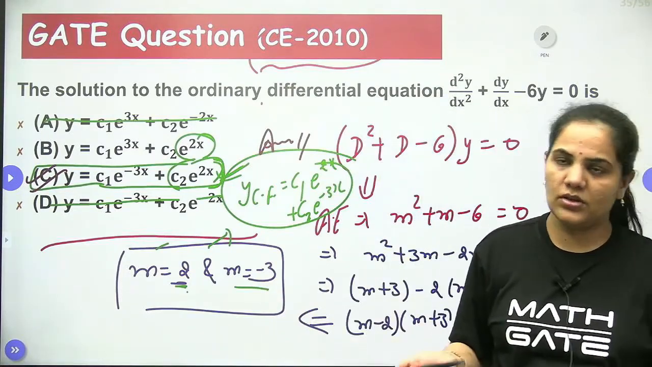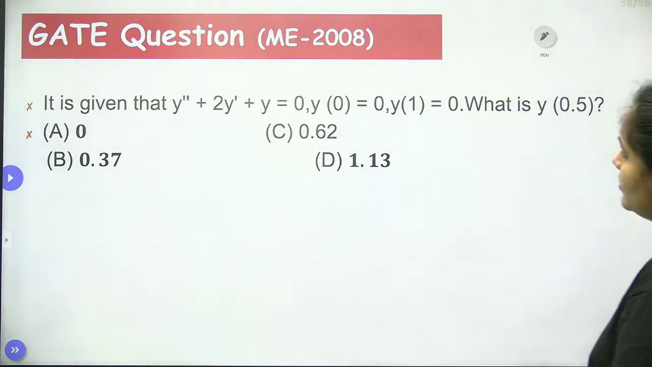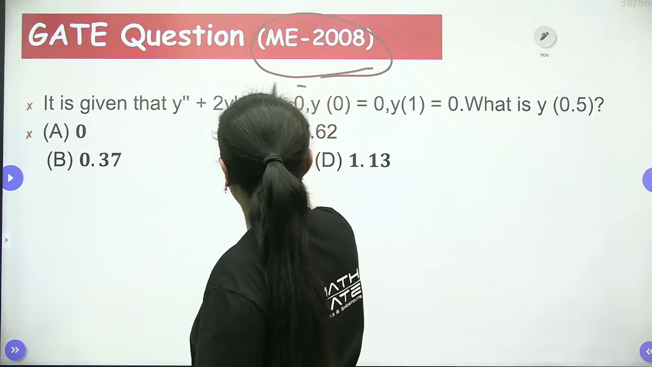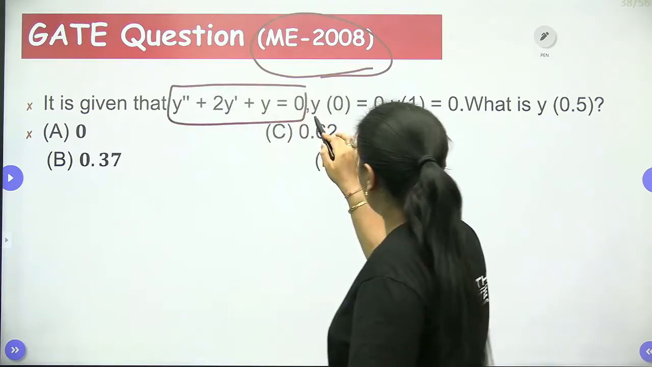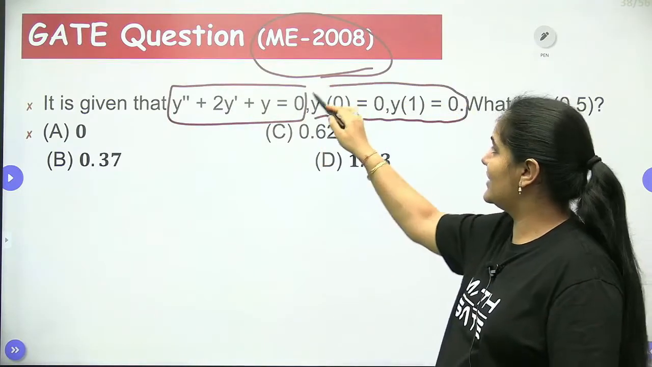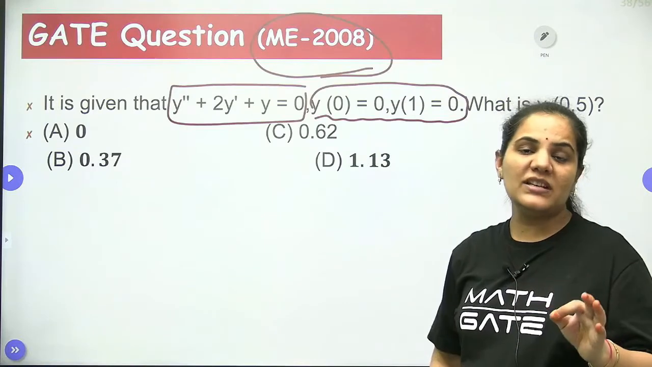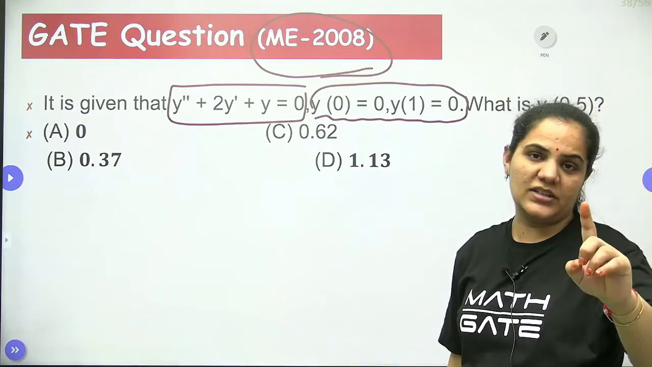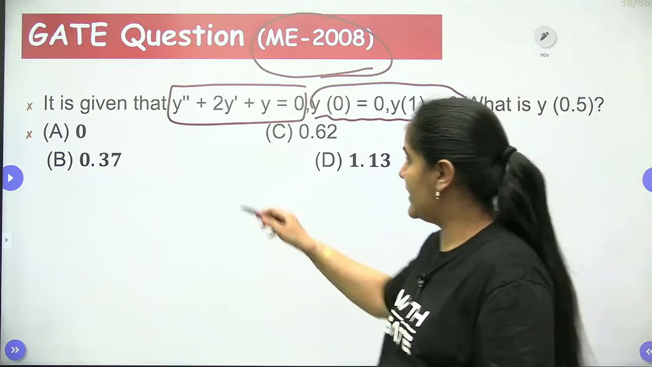Clearly we can approach it. Now let's discuss one more question. Do we have one? Yes, we do. This is a question asked in 2008, and it's written in a different form. Here we have initial conditions also. With the help of these initial conditions, we will find the values of the constants. Let's approach it, guys.